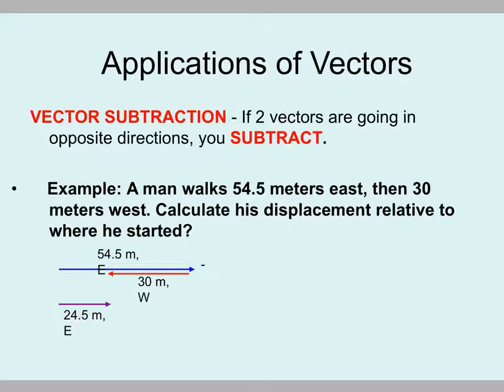Now here we will look at vector subtraction. If we have two vectors going in opposite directions, we subtract. The example we will look at is a man walks 54.5 meters east and then 30 meters west. So we will calculate his displacement. We have a longer arrow indicating that he's walking 54.5 meters east, and we have a shorter arrow showing that he's walking 30 meters west, and what we do is subtract the difference and we get a displacement of 24.5 meters east.